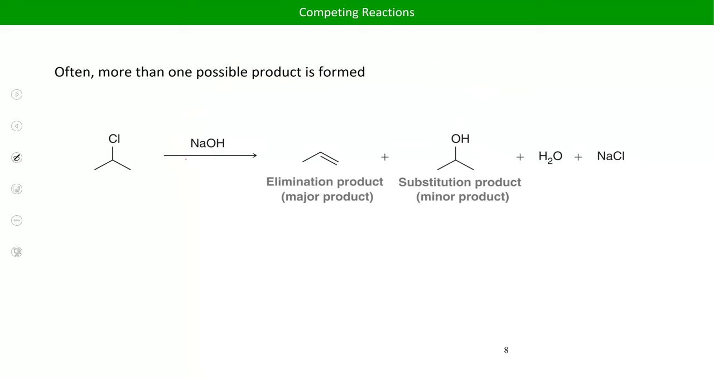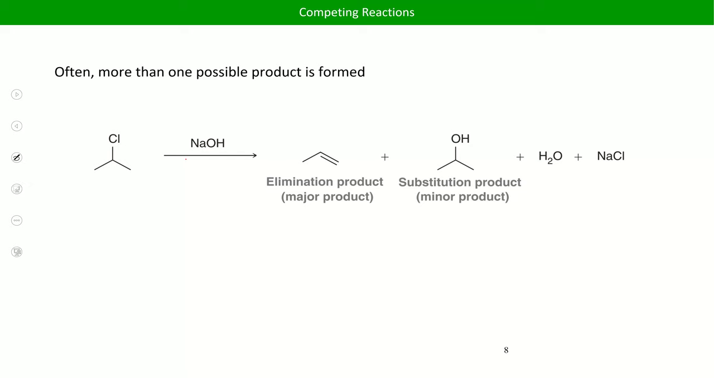And as I mentioned before, these are always going to be competing reactions, right? So the hydroxide could be a base or a nucleophile, which means under different conditions, we can wind up making both products. So we can make the elimination product and the substitution product at the same time.